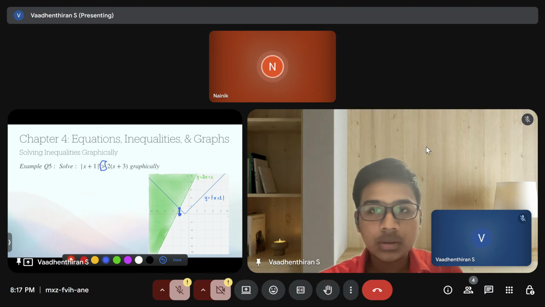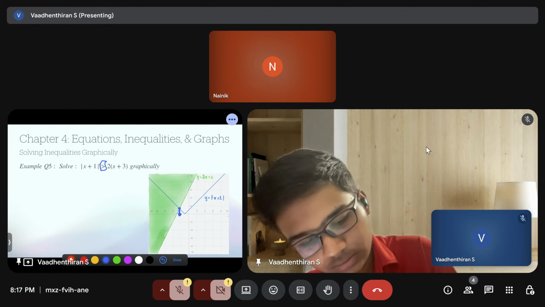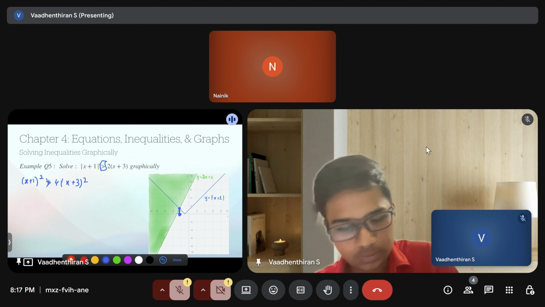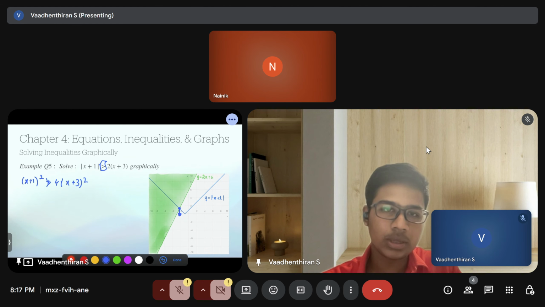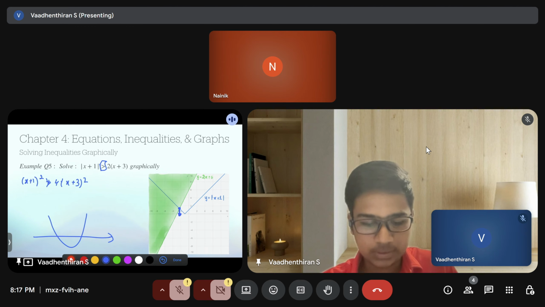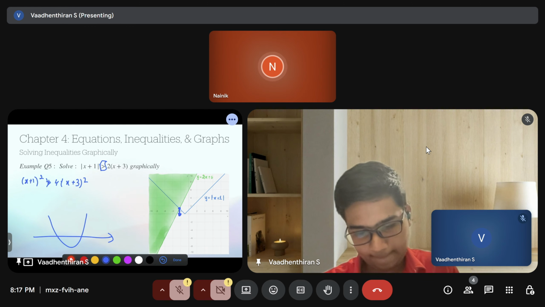If I want to solve this algebraically, how do you do that? Algebraically, like without a graph. Okay, then you do the squaring method. x plus 1 squared is greater than 4 times x plus 3 squared, and then solve it. Solve the two sides. And then check with the graphs I told you, the quadratic curve, if it's within this range or outside the range.